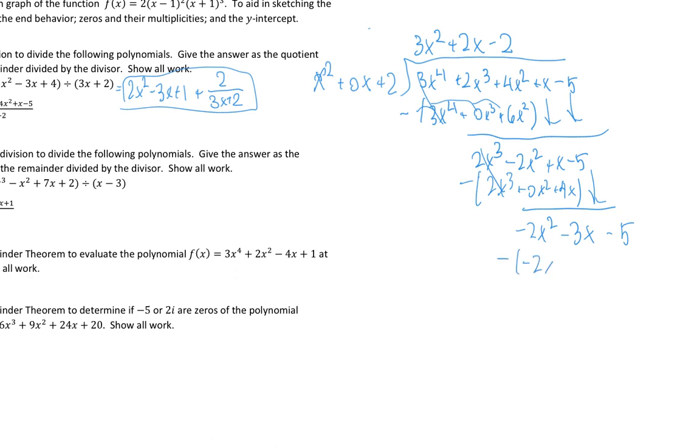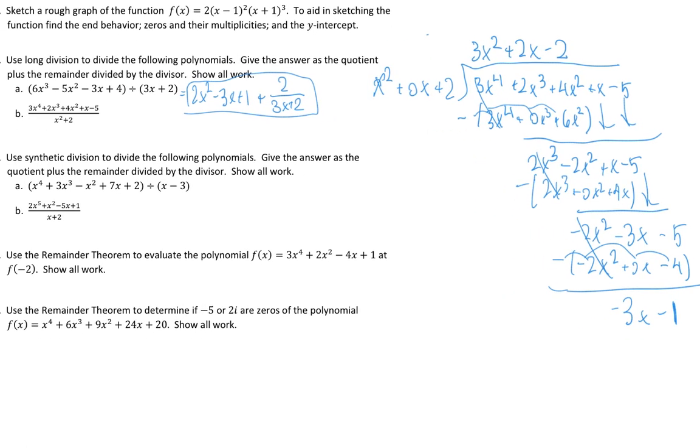So minus negative 2x squared plus 0x, and then minus 4. Again, we distribute that, so this will become a plus 4 when we do all this. These cancel. We get minus 3x, and then we get minus, so that becomes a plus 4. So this becomes minus 1.